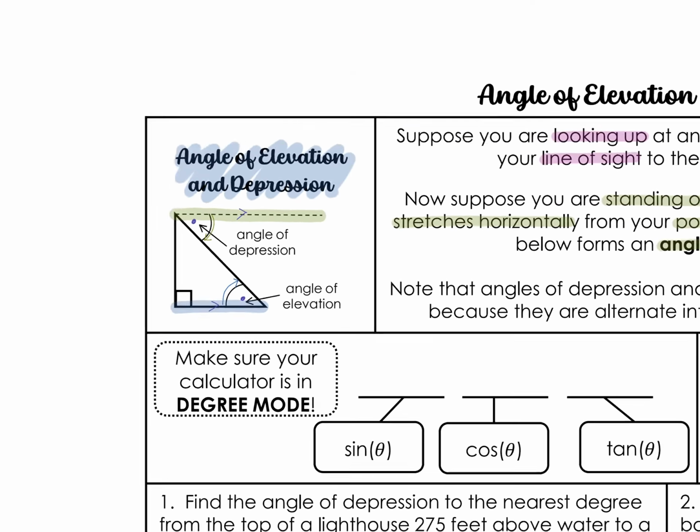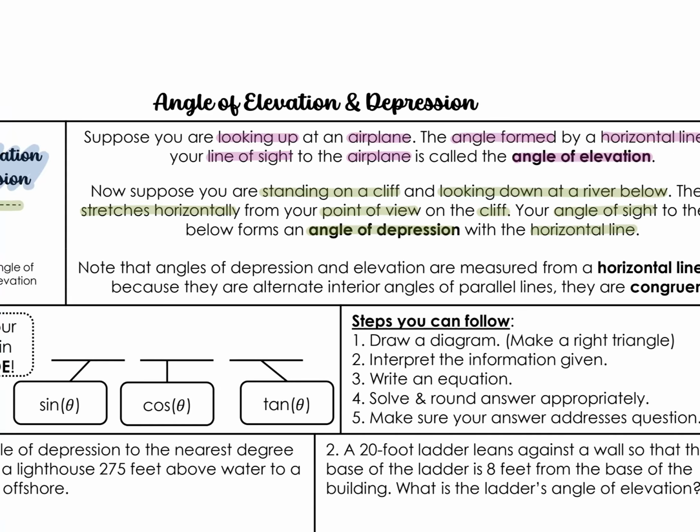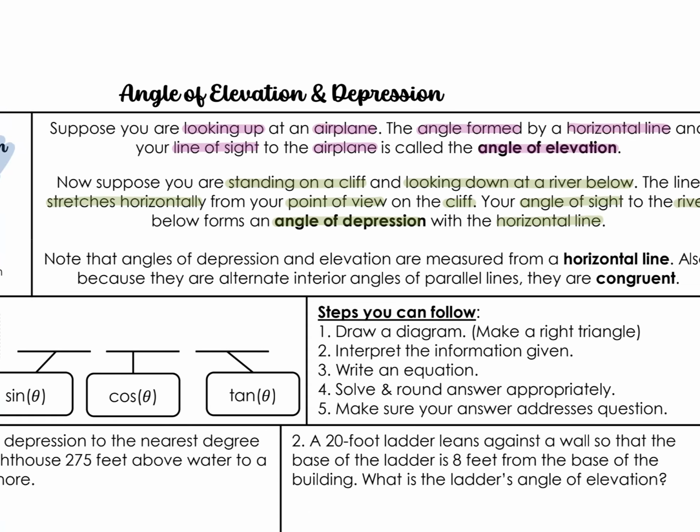All right, so I'm going to come over here and let's look and see what this last paragraph says, which is pretty much what I did mention. We have note that our angles of depression and elevation are going to be measured from the horizontal line. Also, because they are alternate interior angles on the parallel lines, we know from our previous unit that they are going to be congruent.